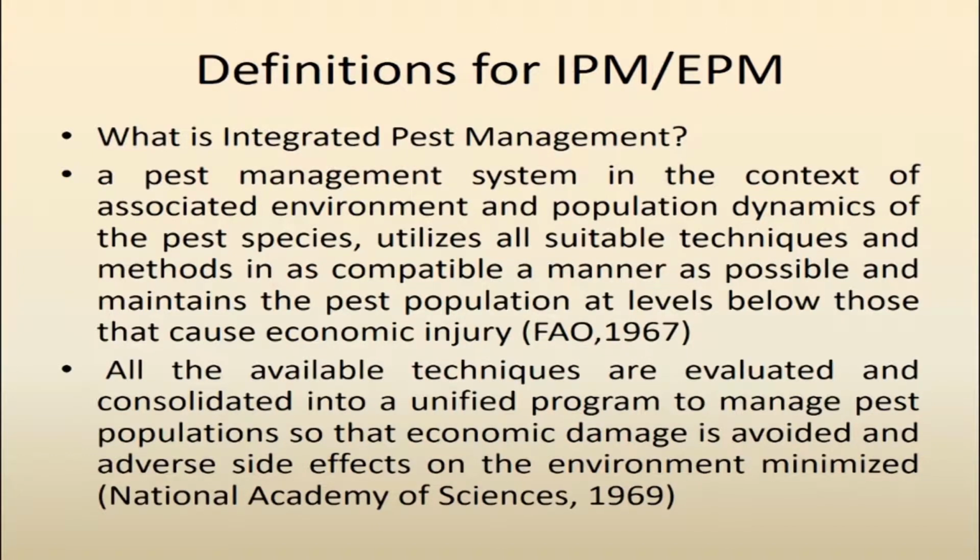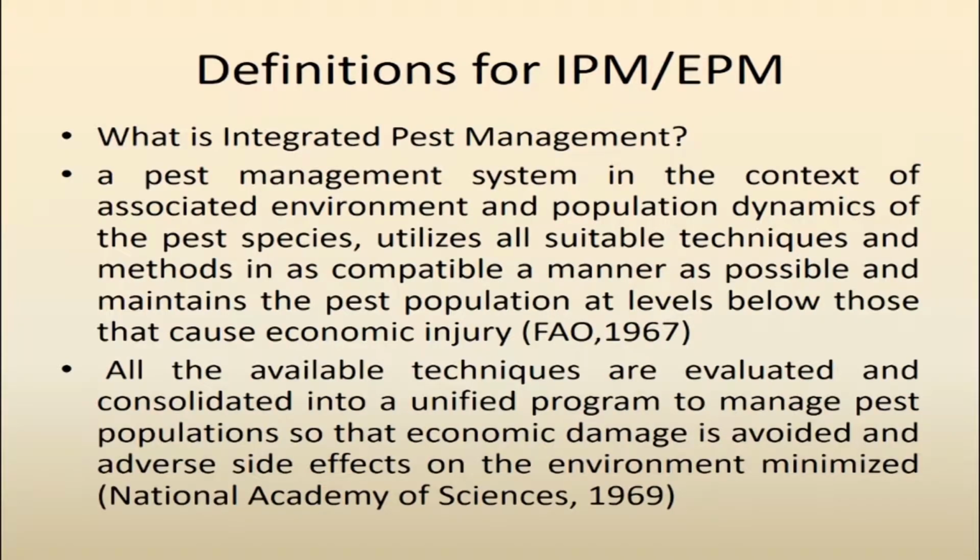The Food and Agricultural Organization as well as the National Academy of Sciences have defined integrated pest management, even though if you screen the literature, a plethora of literature is available on the definitions of integrated pest management. You will see more than 30 to 40 definitions, but these hold good as far as IPM is concerned. The FAO says that it is a pest management system in the context of the associated environment and the population dynamics of the pest species. It utilizes all suitable techniques and methods in a compatible manner and keeps the population of the insects below those which cause economic injury.